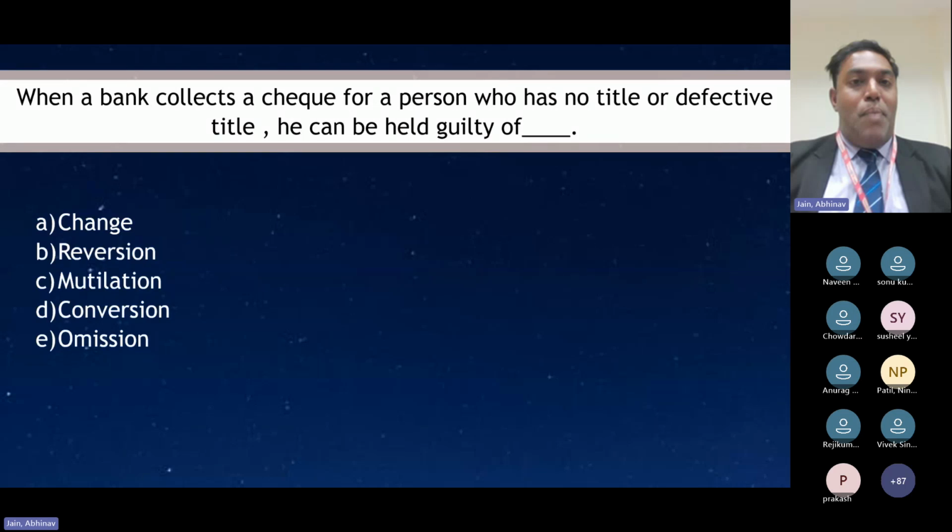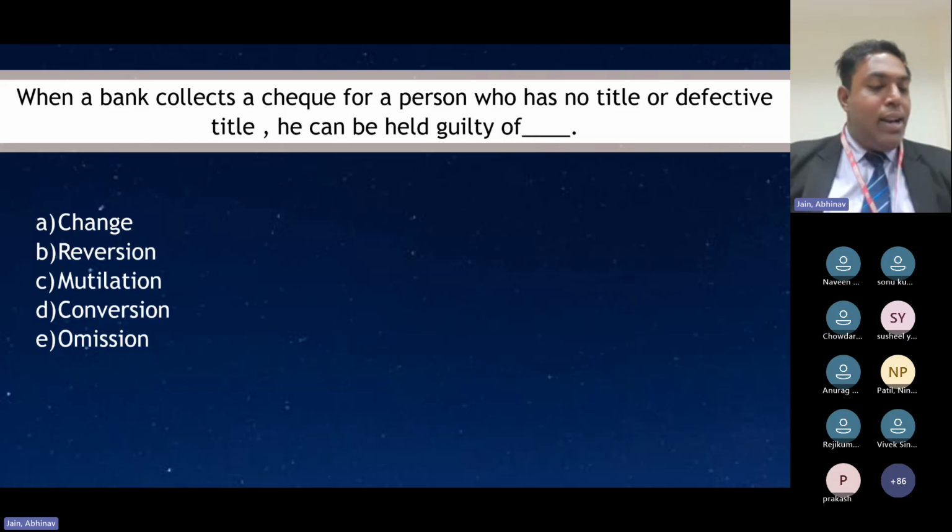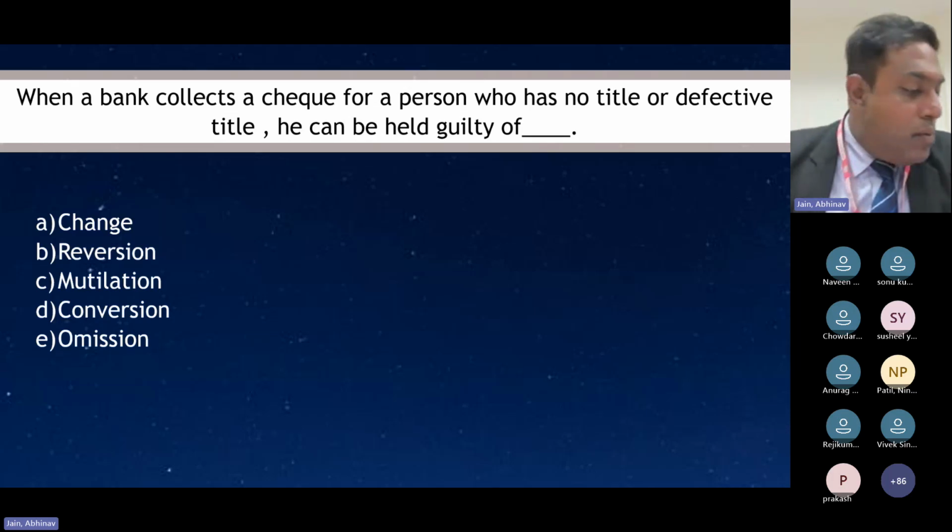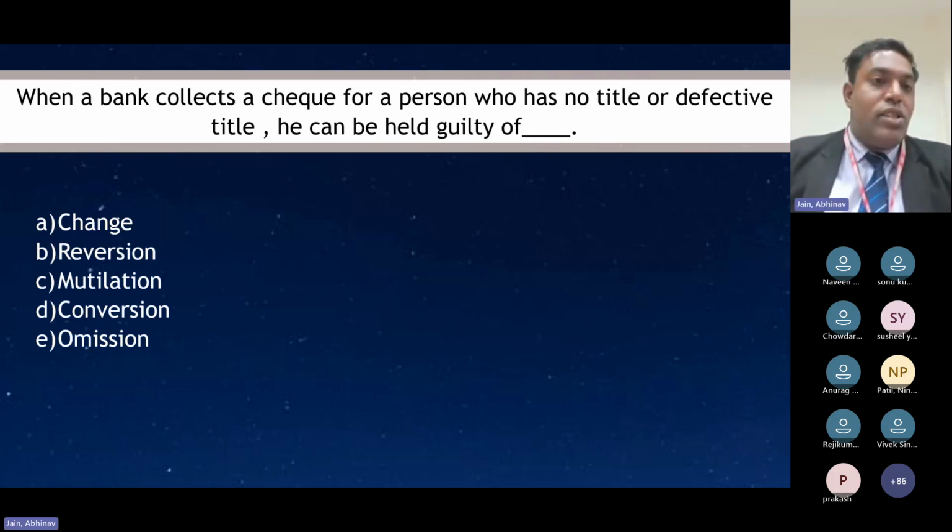Next, a bank collects a check for a person who has no title or a defective title. He can be held guilty of what? The bank is collecting a check on behalf of a person having defective title. Then in such a case, they can be held guilty of what? Change, reversion, mutilation, conversion, omission. Only three responses I have received.